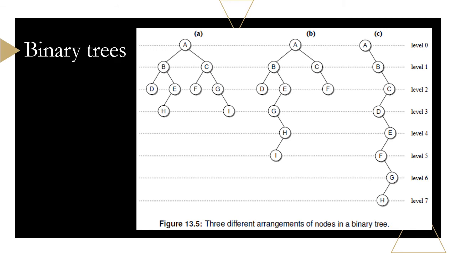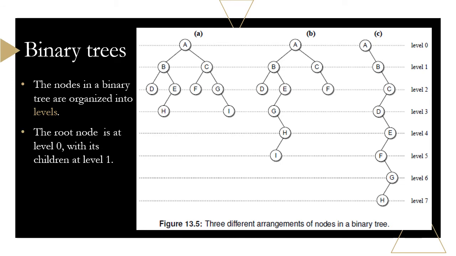Let us talk about binary trees in detail. Three different arrangements of 9 nodes in binary trees are shown here. The nodes in a binary tree are organized into levels. The root node is at level 0 with its children at level 1. The children of level 1 nodes are at level 2 and so on. So if the level of the parent is k, then the level of the child is k plus 1.